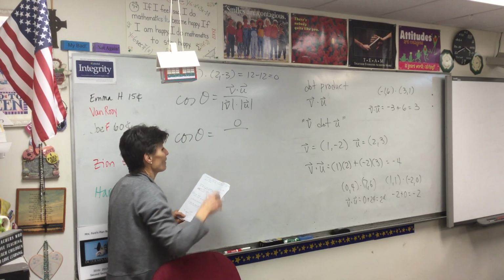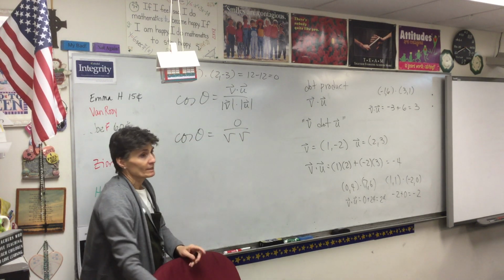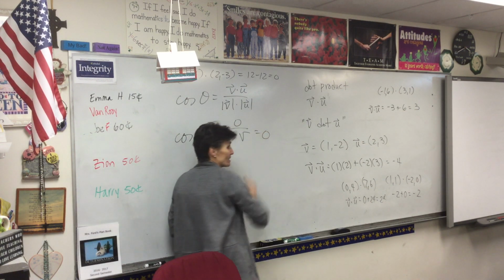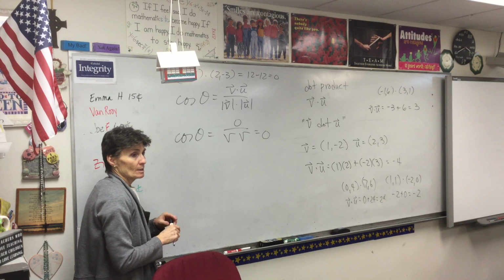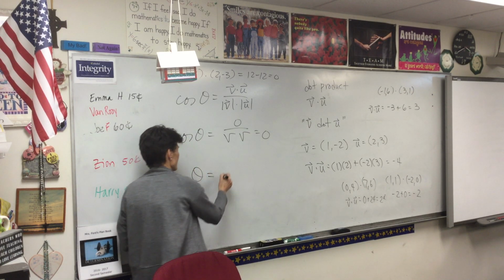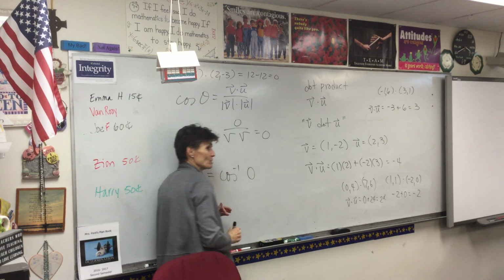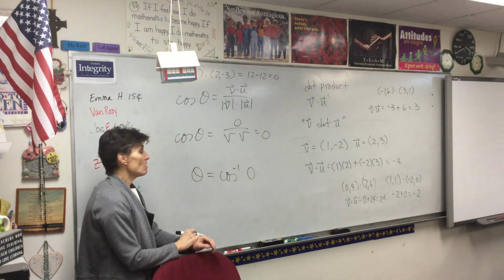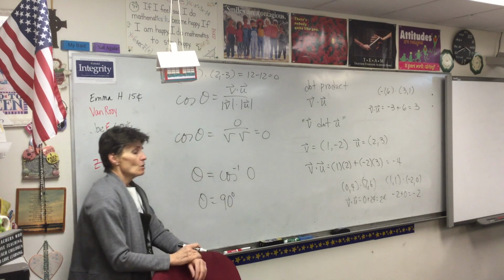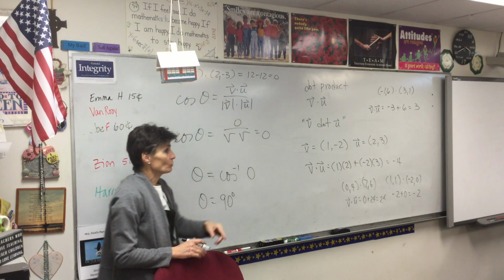Now you can go ahead and find the magnitudes if you want, but they aren't really going to matter this time because isn't 0 over anything just 0? So how do we find the angle? We second cosine this fraction, but that fraction was just 0. Oh, so theta is 90 degrees, which means these two vectors have a special relationship.